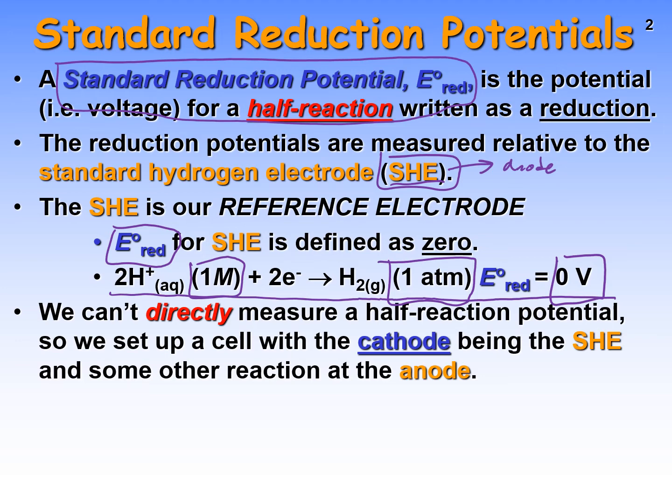Now, we can't directly measure half reaction potentials because, well, if you don't have both halves of the reaction happening, you don't have the reaction happening. So that's why we use this method with the SHE as 0 as definition, and then we compare that to some other reaction at the anode.